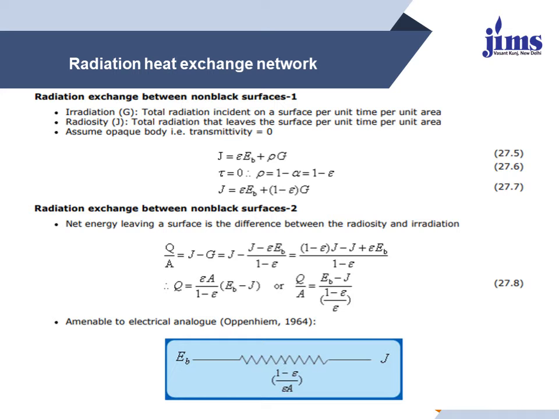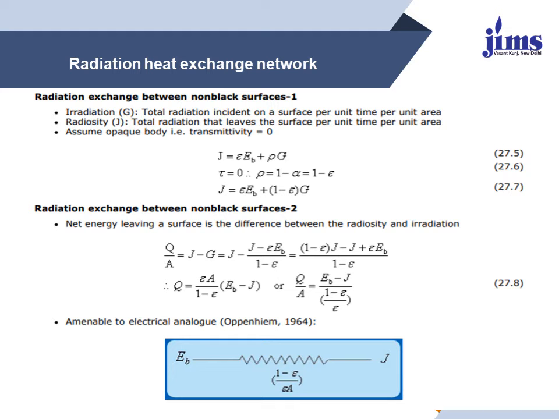So the net energy leaving a surface is the difference between the radiosity and the irradiation. So the heat loss, that is Q by A, is equal to J minus G, where J is the radiosity and G is the irradiation. So putting the value of G in this equation, J minus epsilon EB divided by 1 minus epsilon. On solving this equation, Q upon A is equal to EB minus J divided by (1 minus emissivity) divided by emissivity.